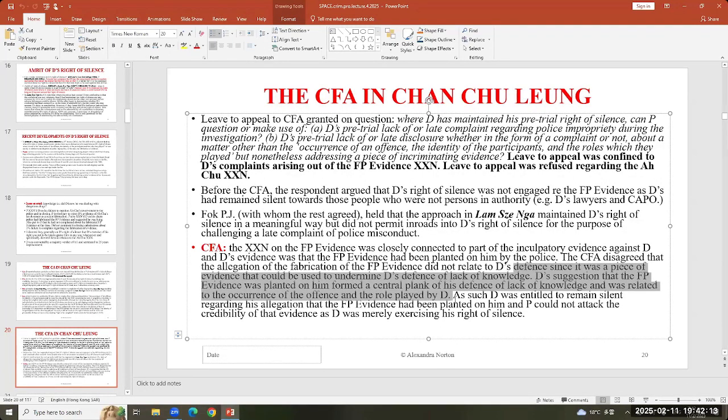So he was entitled to keep silent regarding his allegation that the evidence had been planted on him, and he was exercising his right of silence. So he should not have been cross-examined on the fluorescent powder. So far the defendant reading this judgment by the CFA is thinking, yes, score. It's looking like I'm going to get off, right? I'm going to be acquitted.